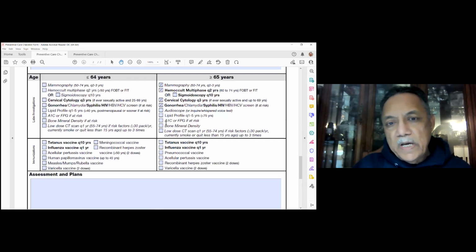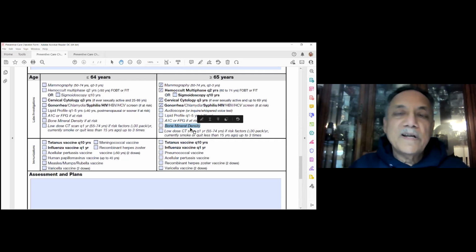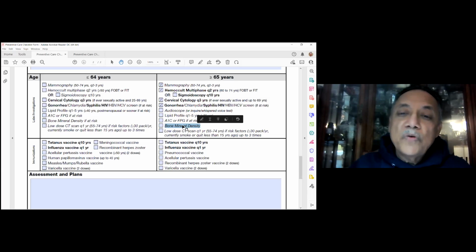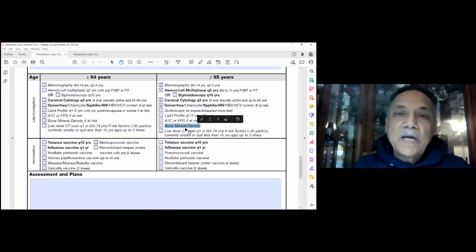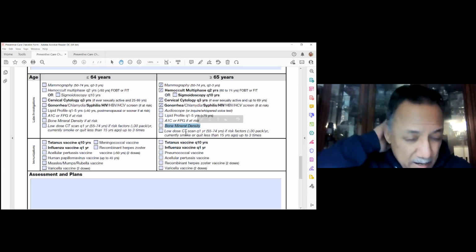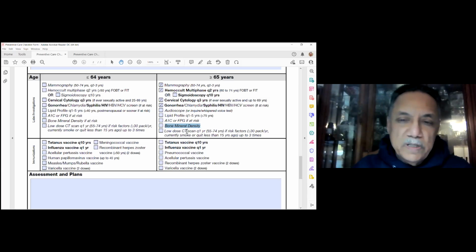So for example, hemoglobin A1C or fasting plasma glucose, fasting glucose level, the doctor should do if at risk. Similarly, bone density for those women who are at risk of osteoporosis. If you are feeling some pain, if you have some fracture, if your tooth count is less than 20, if there is a drop of any teeth, if there is a problem in bending, there are certain tests.